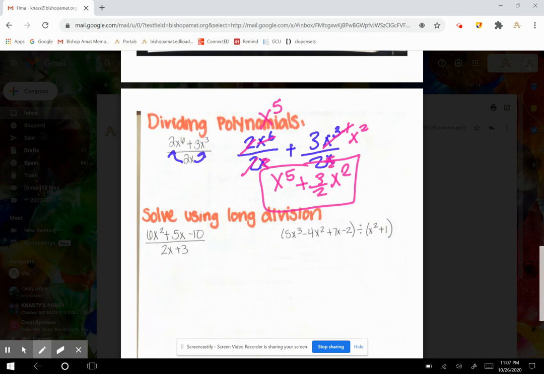Okay, then they ask you to do long division. Long division we're doing in class together. But these are the notes for 3.6.